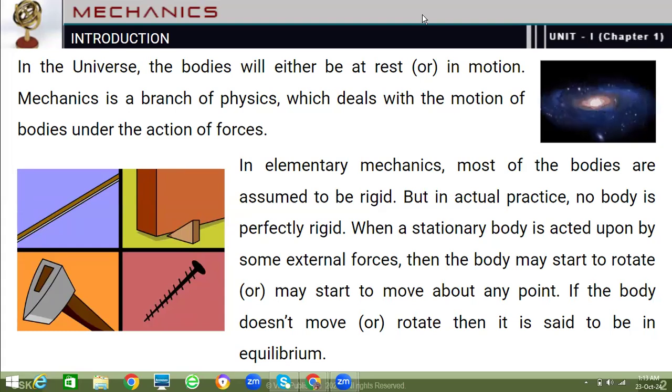In this universe, bodies will either be static or in motion. In elementary mechanics, most bodies are assumed to be rigid, but in actual practice, no body is perfectly rigid. When a stationary body is acted upon by some external forces, the body may start to rotate or move about any point. If the body doesn't move or rotate, then it is said to be in equilibrium. So, there are some basic definitions we have to know to understand mechanics.